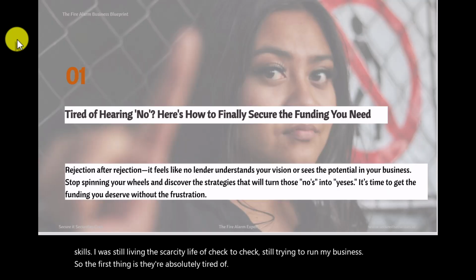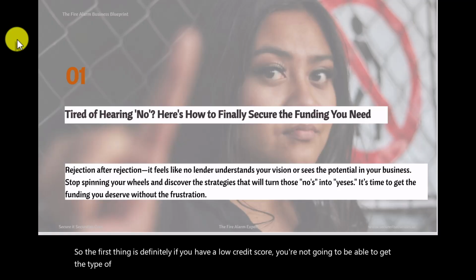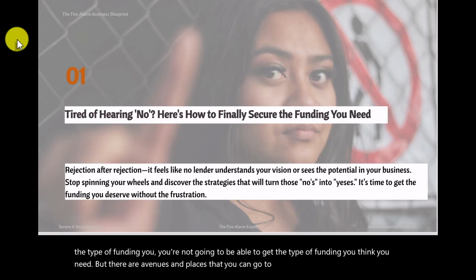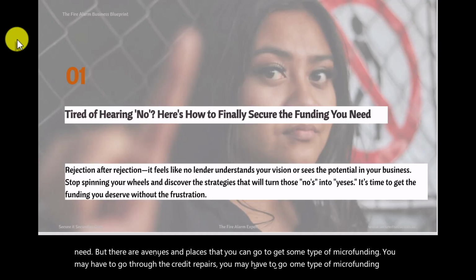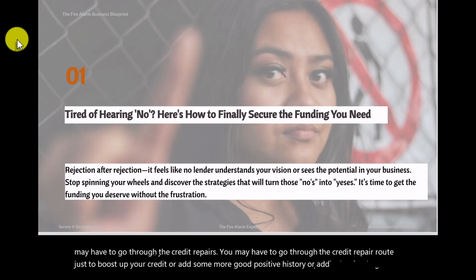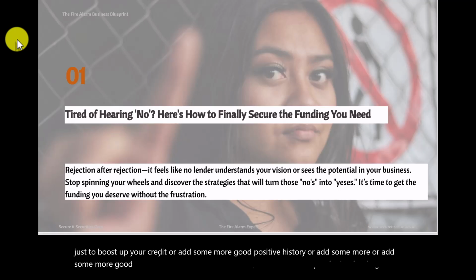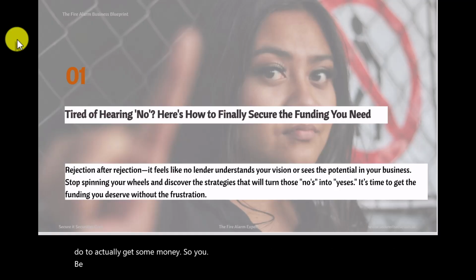So the first thing is, definitely if you have a low credit score, you're not going to be able to get the type of funding you think you need, but there are avenues and places that you can go to get some type of micro funding. You may have to go through the credit repair route just to boost up your credit or add some more good positive accounts on your credit report, but there's some things that you can do to actually get some money. So you shouldn't be discouraged. There's just steps you need to take in order to get what you want to get.